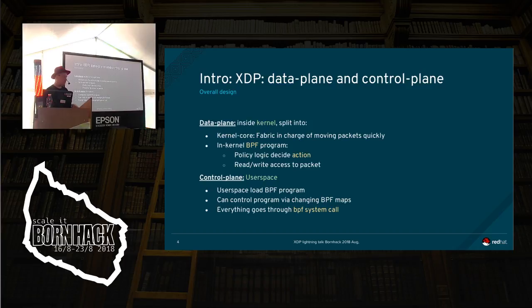So this is about the split between the data plane and the control plane. The data plane is still inside the kernel, and it's split into the core kernel, the fabric that is in charge of moving these packets really fast. That's my job. And then we have the BPF program in the kernel, which can take logical decisions and actions, and has read or write access to the packet.